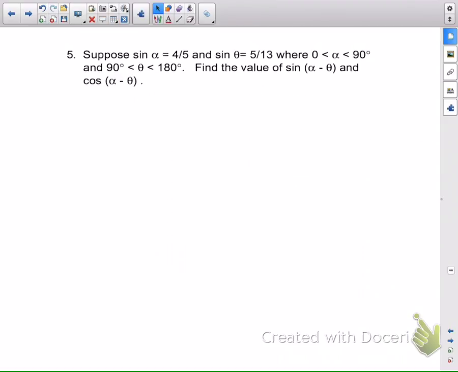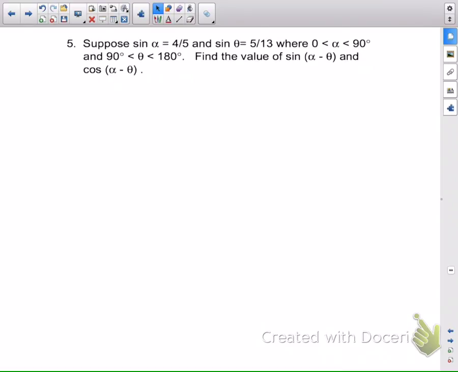They've given me information in question 5 about 2 different angles. How do I know there's 2 different angles there? Because I have an alpha and I have a theta. So 2 different symbols. So what I do to start off with is let's just look at information all about 1. So here's all my information about alpha.